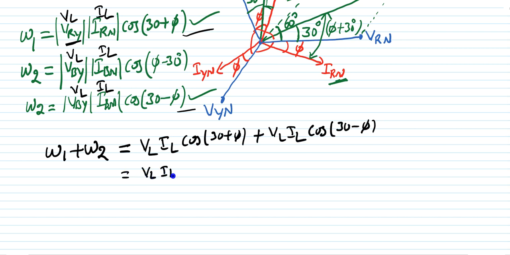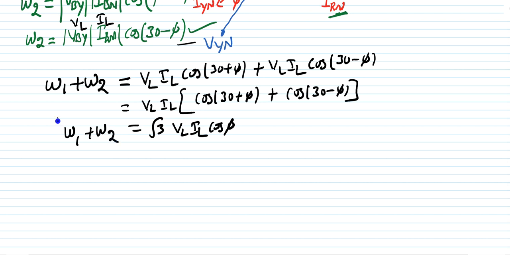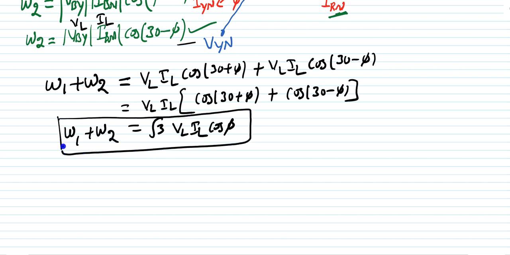If you take VL IL common, then this becomes a trigonometric formula. If you solve this trigonometric formula, finally you will get root 3 VL IL cos phi. That is nothing but W1 plus W2. So what is this root 3 VL IL cos phi? As you already have seen, this is the total amount of power, total power.